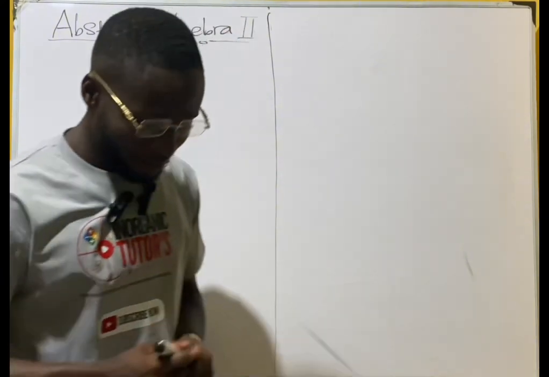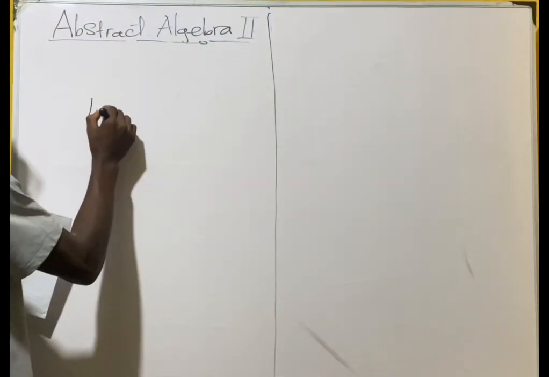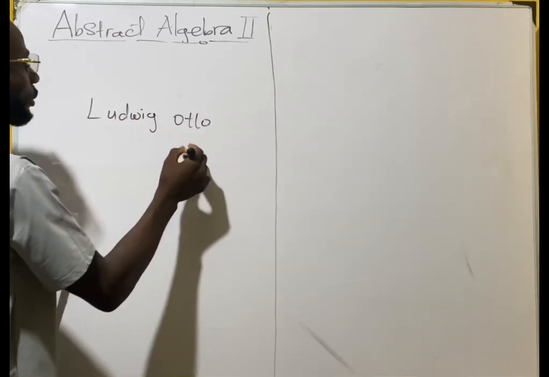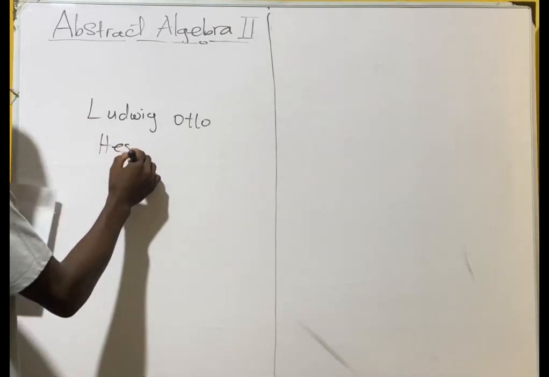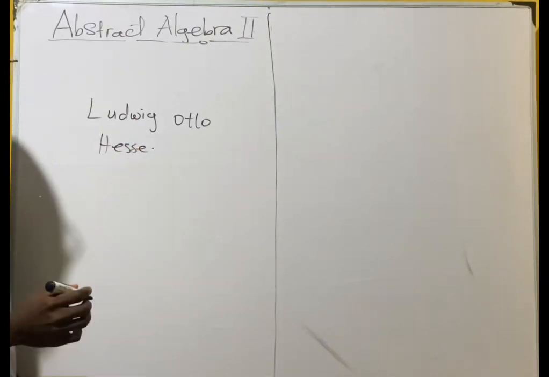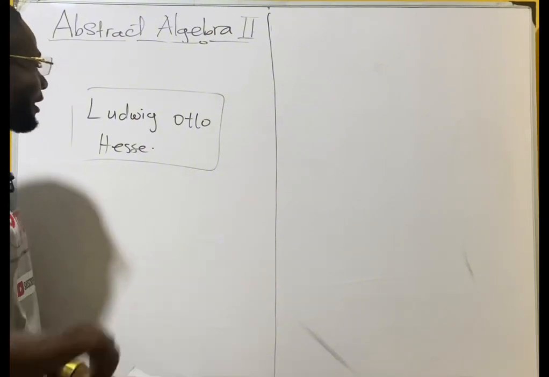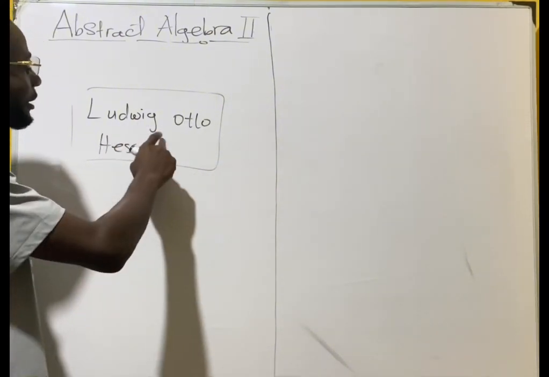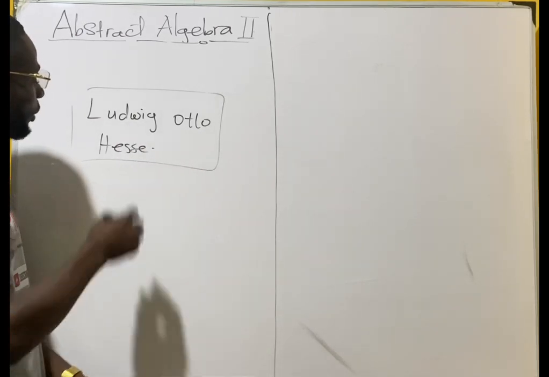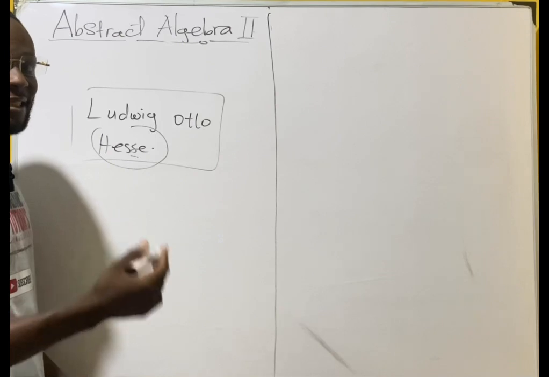Actually, the name is Ludwig Otto Hesse, right? The name is Ludwig Otto Hesse. This is the man we are calling Hessian. This is his full name, Ludwig Otto Hesse, or you can call it Hesse. So this is where the Hessian comes from, and it came as Hessian, right?